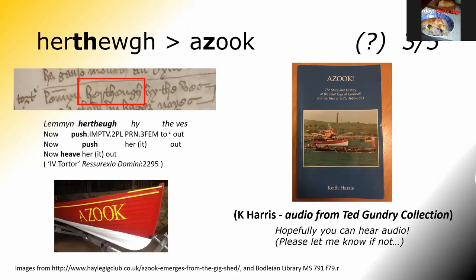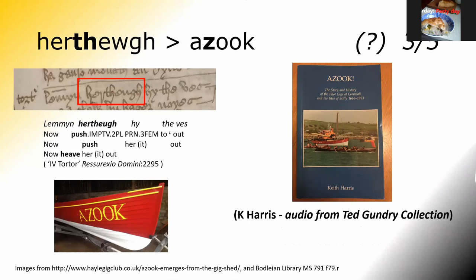A zook, A-Z-O-O-K. What on earth does that mean? Well, when I first came across the word, it was in an article by Richard Gillis. And Richard Gillis was one of the blokes that, along with Mr. Northey and Mr. Pryor, I think, from Newquay Rowing Club, rescued gigs from the Scillies in the 50s. Richard gave us this word, a zook, as the word used by the coxswains of the Newquay gigs when they wanted a bit more power and speed.